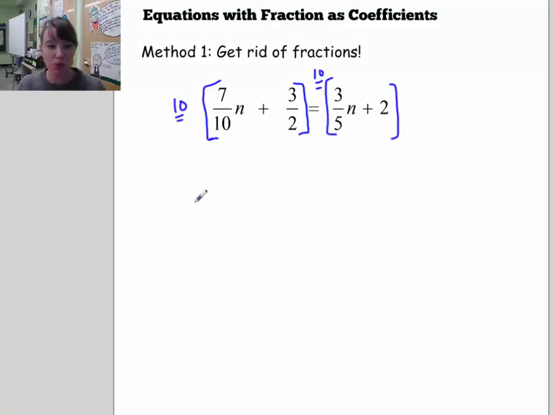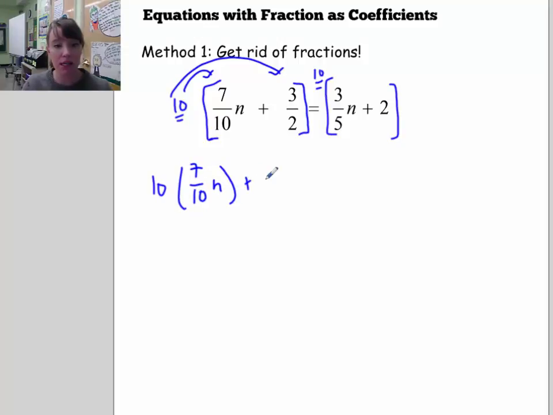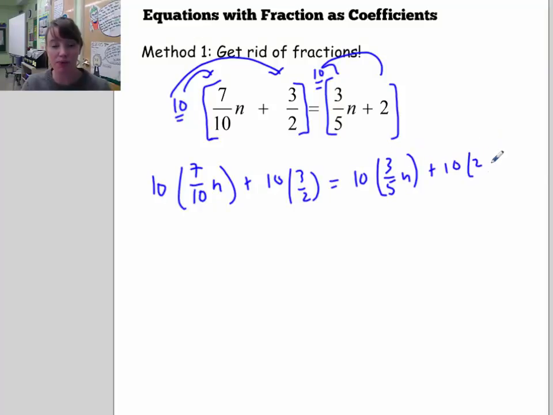Now notice, I can't just multiply 10 by one of the fractions. I have to actually do it to both sides, and each side has 2 terms. So I'm going to have to distribute this into both the terms here. So what I really have is 10 times 7/10 n plus 10 times 3 over 2, and that's equal to, and again I'm going to have to distribute it here, 10 times 3/5 n plus 10 times 2.